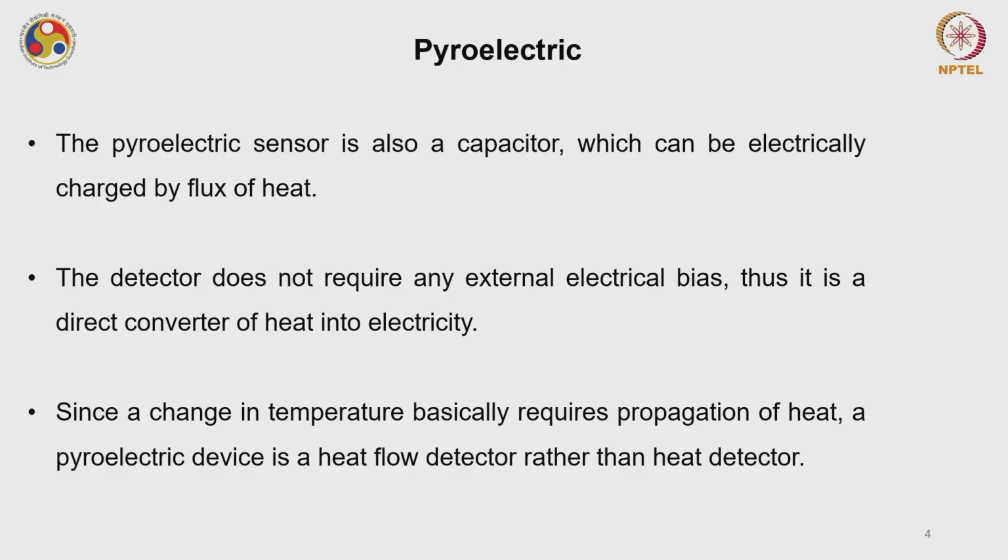So, heat is caused by temperature. As I have mentioned earlier, it cannot measure absolute temperature. Similarly, it cannot measure the heat. It can measure the flow of heat. And that is reflected in the equation of current for a pyroelectric device. Usually, the current is given by A into P into dθ by dt, where A is the cross sectional area of the device, P is the pyroelectric coefficient, while dθ by dt is the heat flow or change in the temperature.